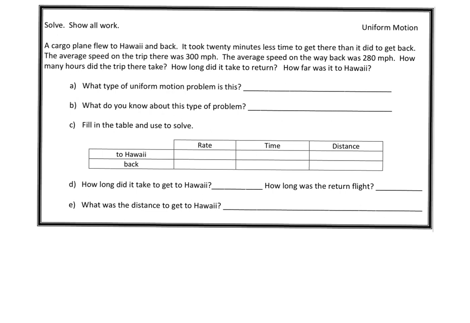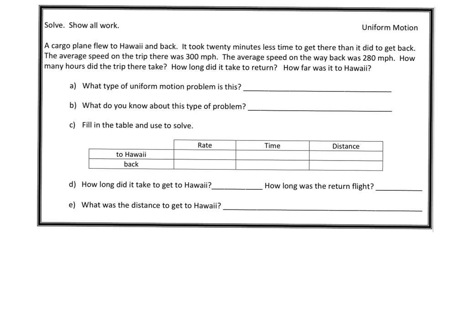A cargo plane flew to Hawaii and back. It took 20 minutes less time to get there than it did to get back. The average speed on the trip there was 300 miles an hour. The average speed on the way back was 280 miles an hour. How many hours did the trip there take? How long did it take to return? And how far was it?